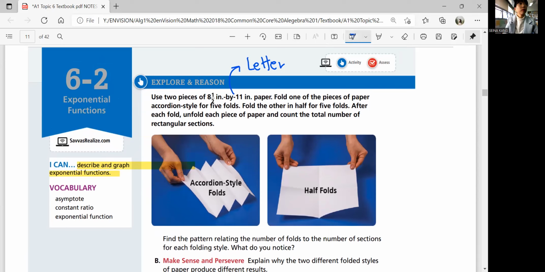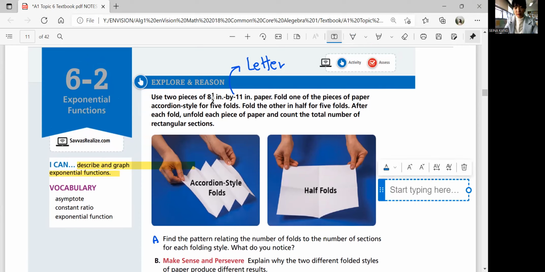Let's record what we observed first. Find a pattern relating the number of folds to the number of sections for each folding style. What did you notice for the pattern? Every time you fold an accordion, this is one piece. But if you fold it once, you have 2 pieces, and then 3 pieces, 4 pieces, 5 pieces, and 6 pieces. So every time you fold the accordion style, your sections increase by 1, right?